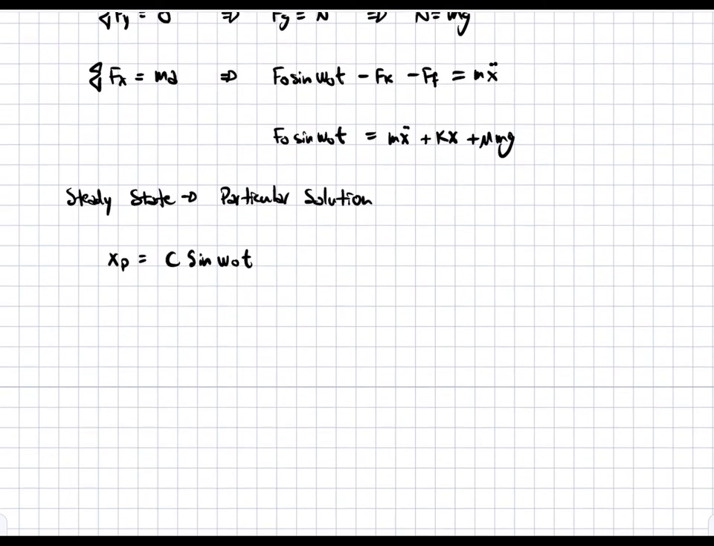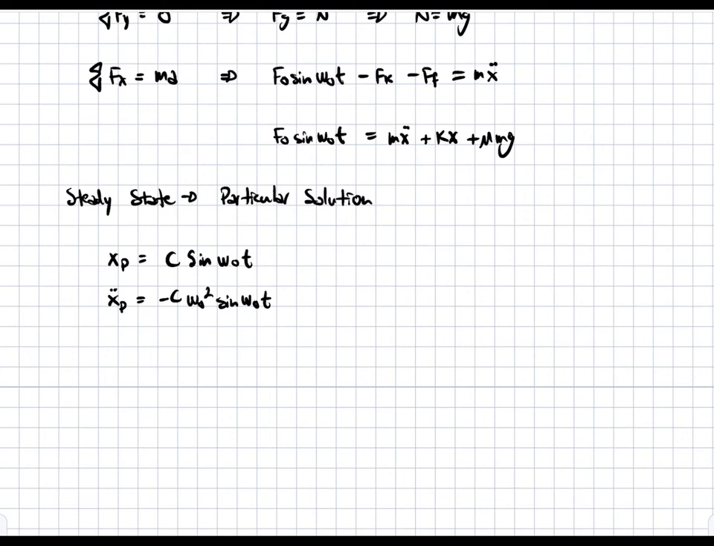So what we can do is take this and plug it directly into here as x, but here we have to take the second derivative with respect to time. If we take the second derivative of xp, we get negative c times omega naught squared, because we get omega naught twice out of the chain rule, and then we have sine omega naught t.